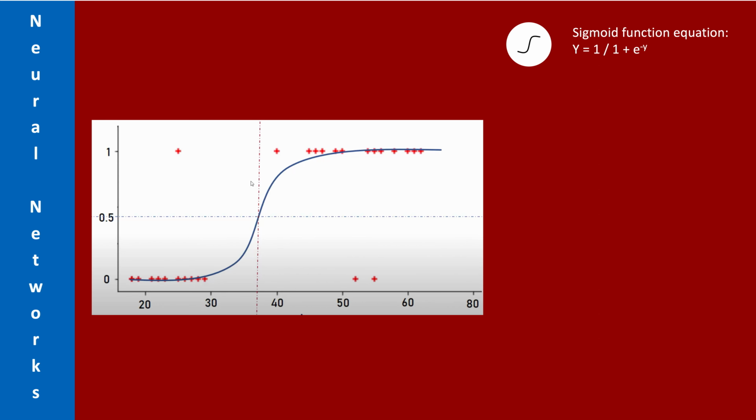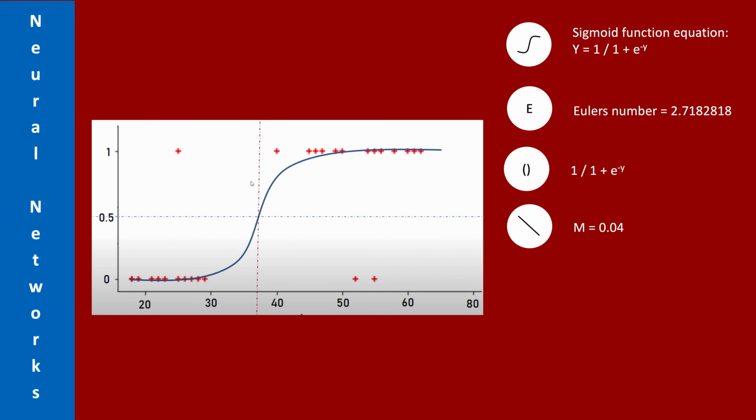So how does it achieve this? It takes the output of our first line equation, y equals mx plus c, and then on the output y applies another function: y equals 1 upon 1 plus e raised to minus y. Here e is Euler's number, which is 2.71, which means that its value doesn't change. It is always 2.71.